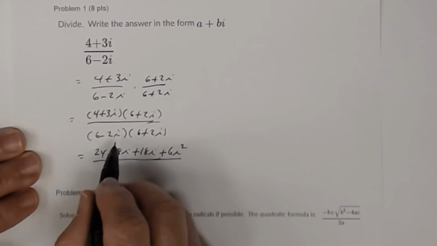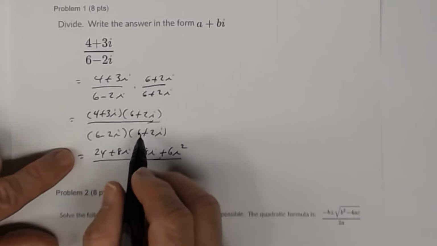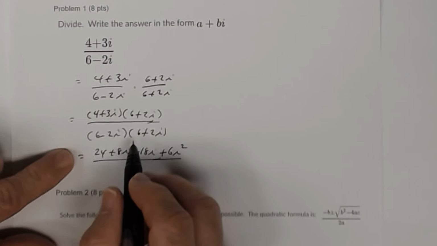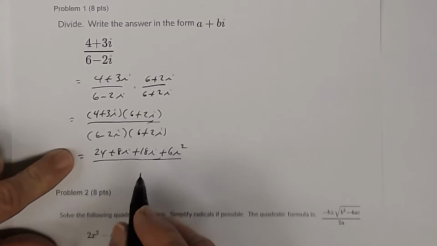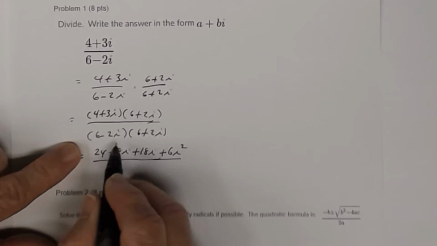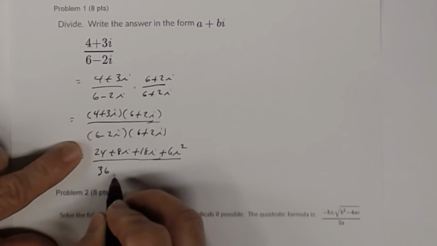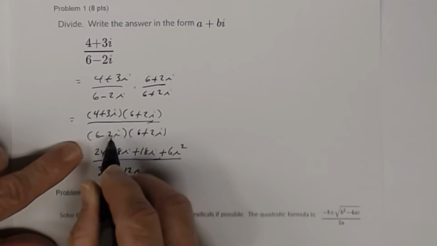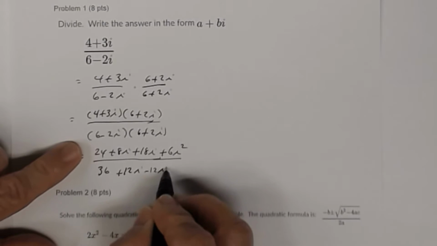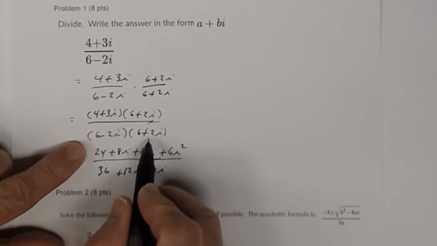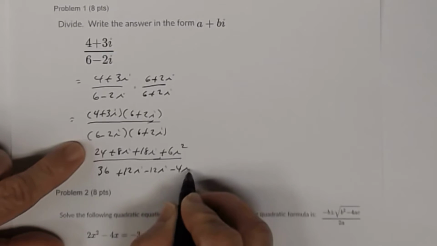The denominator, now remember, one of the things about the denominator is that these are conjugates of each other. So when you multiply this, the outer and the inner will be opposites. So when you add those up, you're going to get 0. And so if you use the FOIL, you'll get 6 times 6 is 36. The outer is a positive 12i. The inner is a negative 12i. And the last, a negative 2i times a positive 2i is a negative 4i squared.